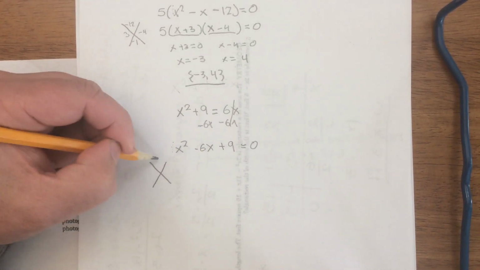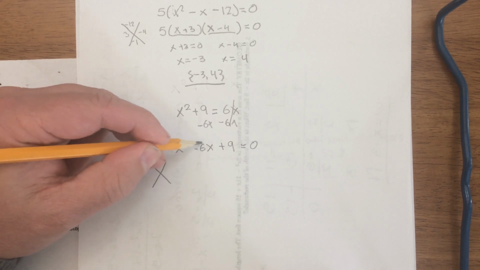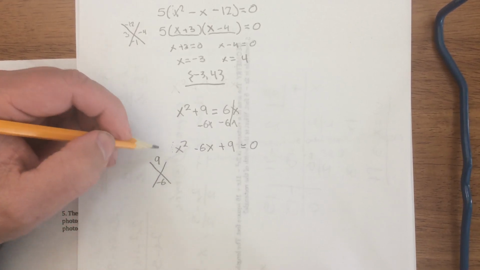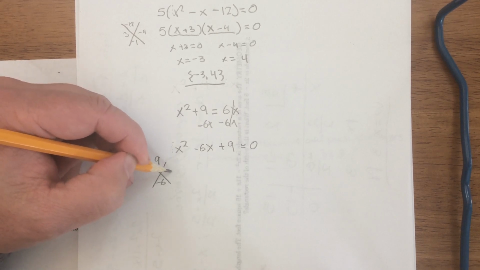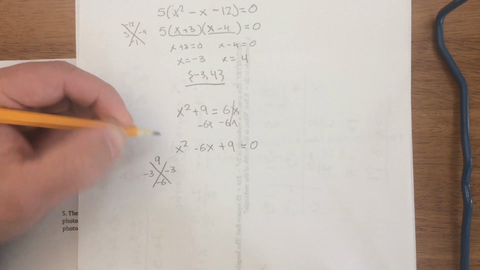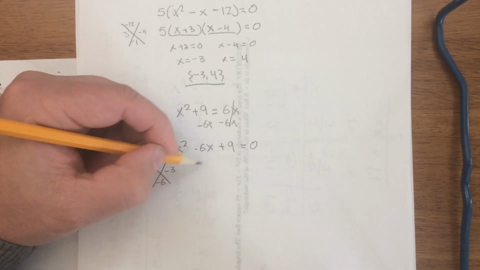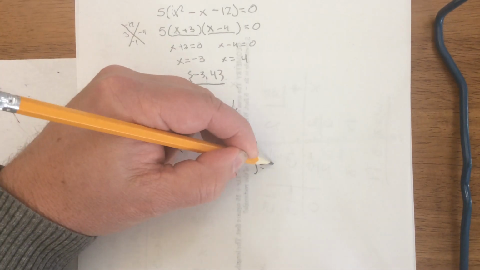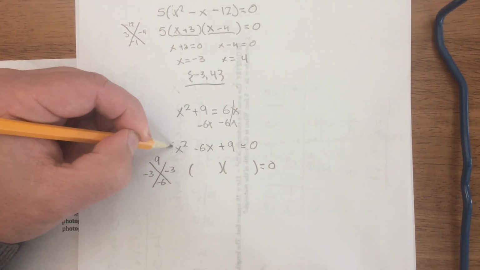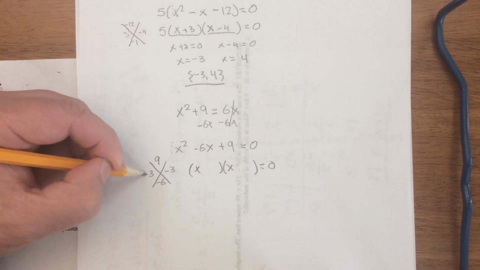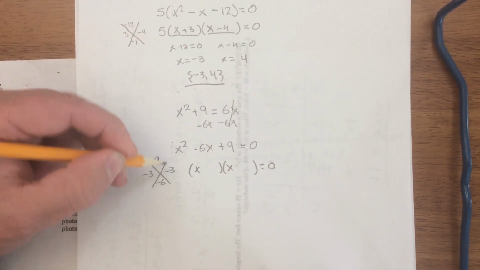I'll go 1 times 9 is 9. Negative 6 is my B, so I put it here. I find two factors of 9 that also combine equal negative 6, and that would be a negative 3 and a negative 3. I'll go ahead and set up my two binomials equal to 0. Since A is equal to 1 here, I'll just go ahead and split the x's. I'll go ahead and put these two factors that I found.